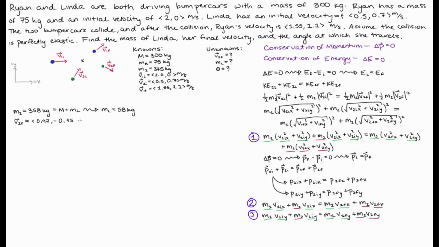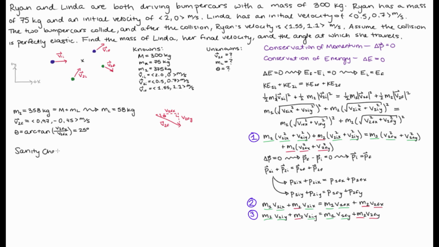Looking at this result, we see that it points in the positive x and the negative y, which agrees with our initial estimate from our drawing. We can solve for theta, the angle of Linda's trajectory, using trigonometry. We can see that V2Fx is adjacent to theta, while V2Fy is opposite. Thus, theta is given by the arctangent of V2Fy over V2Fx. This gives us an angle of 25 degrees relative to the horizontal.